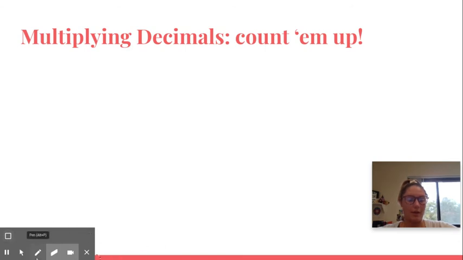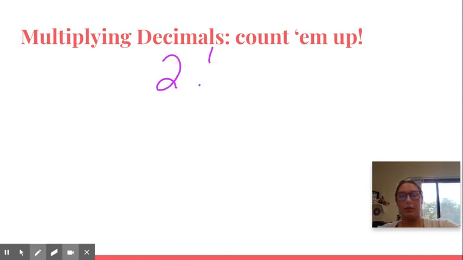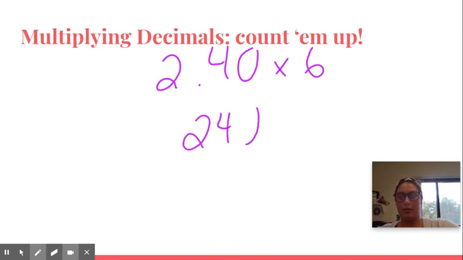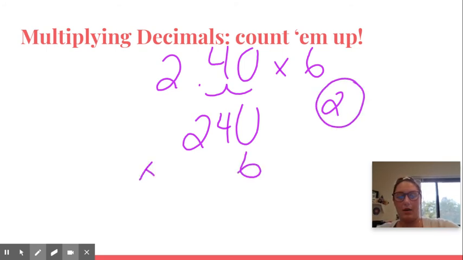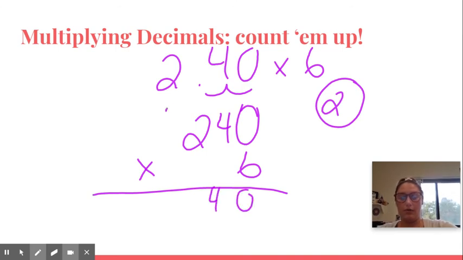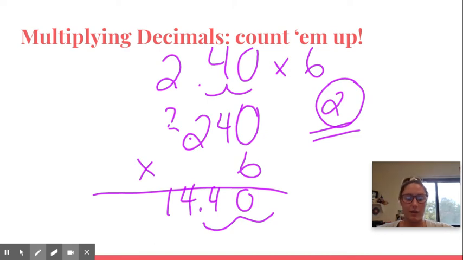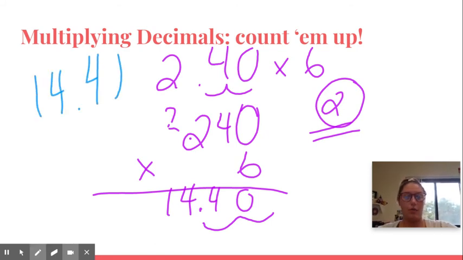This is the same if you have 2 decimal places. We would remember that we took our decimal out 2 spaces, write it off to the side, and then just multiply normal by 6. 6 times 0 is 0, 6 times 4 is 24, 6 times 2 is 12, which gives us 14, and can't forget about that 2, so we hop our decimal back in 2 places. So 2 and 40 hundredths times 6 is 14 and 40 hundredths.